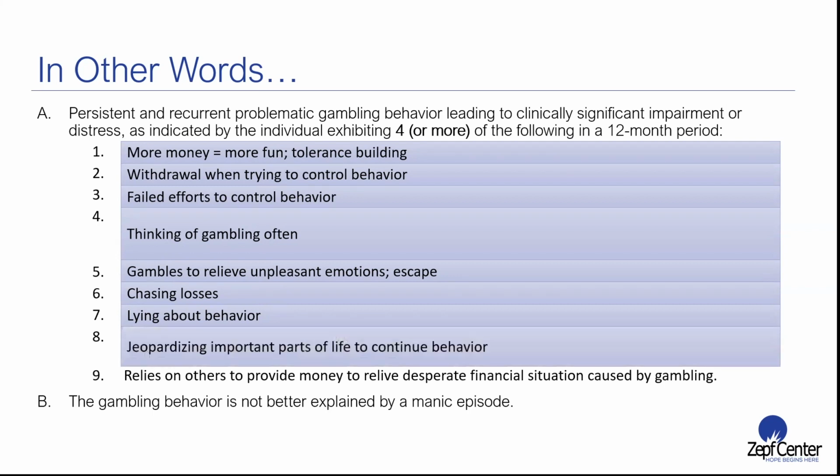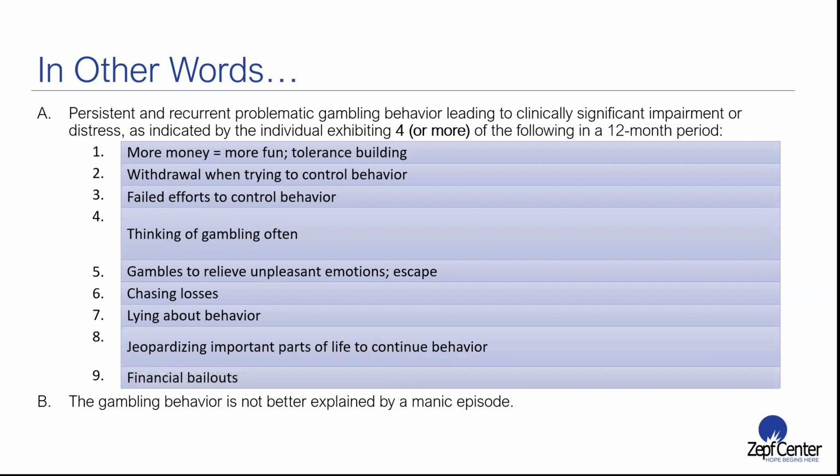And number 8 and number 9: jeopardizing important parts of your life to continue the behavior, and financial bailouts, in the sense of have you had to rely on other people to help you out financially because the money that you did have you spent on gambling, or you've spent so much money on gambling that you can't pay your bills and you need people to help you. So any type of financial help, we want to explore what that's been like for the individual.